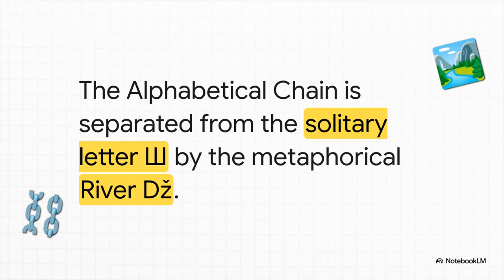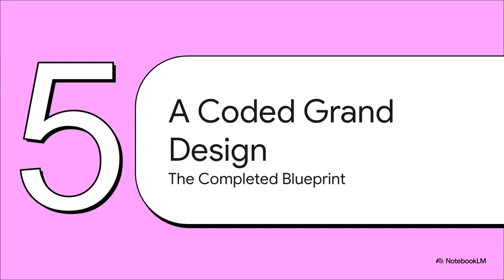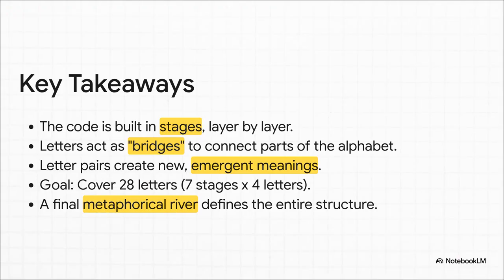And this brilliantly illustrates the final blueprint. On one side, you've got this whole interconnected chain of 28 letters. On the other side, the very last letter, Sh, stands completely alone like a solitary guardian. And separating them, that's the metaphorical river J, which both divides the structure and gives it its ultimate boundary. So let's just step back for a second and look at the whole thing, the completed design. This code is proposing that an alphabet isn't just marks on a page, it's a multi-stage construction project for meaning itself.